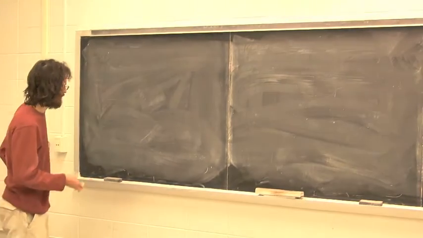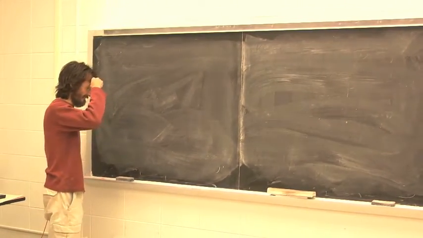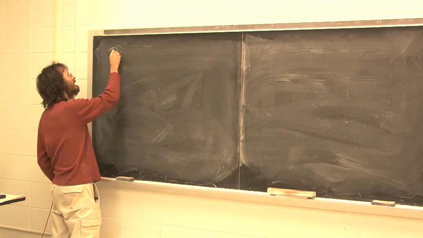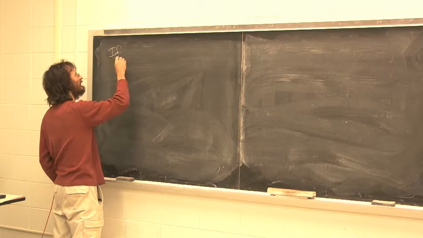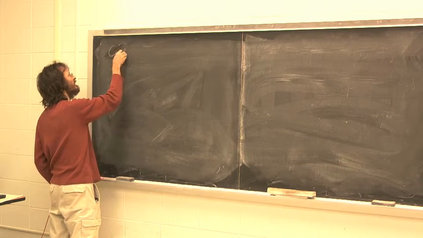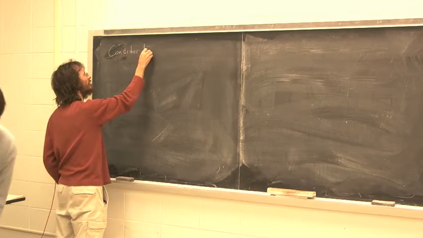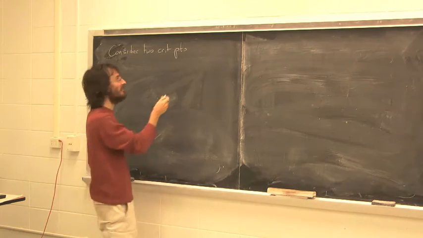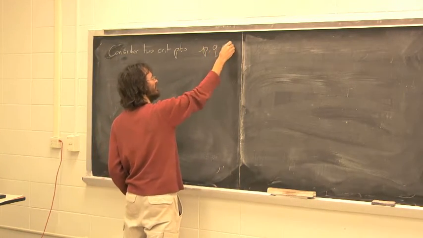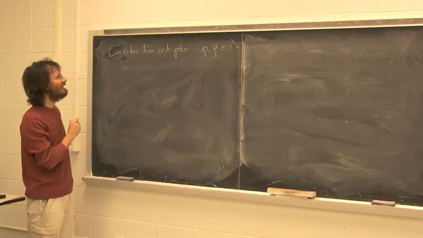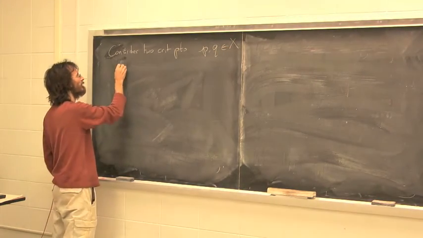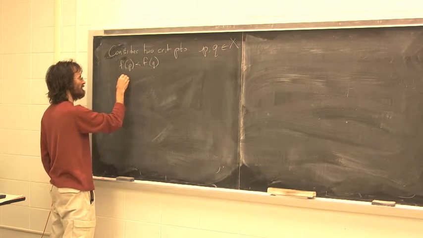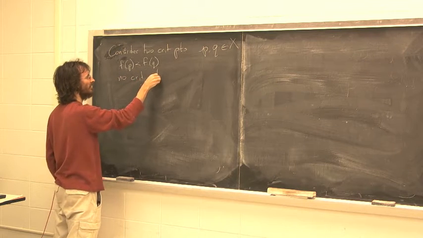Okay, so what am I doing? I'm thinking about the question at hand. We have a critical point, so consider two critical points. I was calling them P_i and P_j, but let me call them P and Q. Okay, critical points P and Q in X. X is always my domain. I have a Morse function on it, right? Let's assume that f of P is less than f of Q, and no critical points in between, no critical values in between.